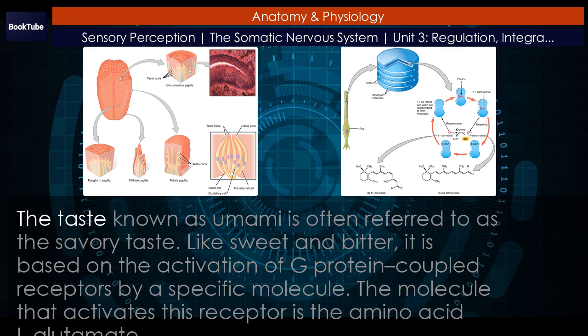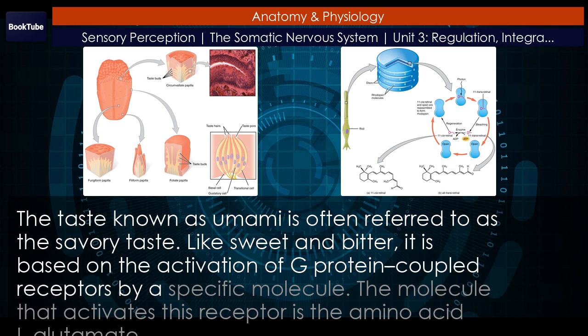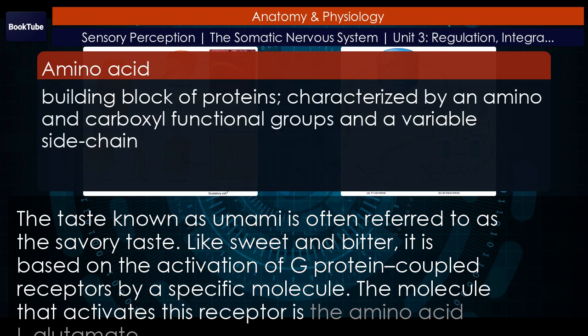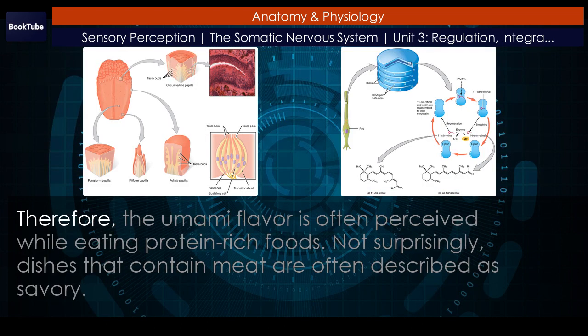The taste known as umami is often referred to as the savory taste. Like sweet and bitter, it is based on the activation of G-protein-coupled receptors by a specific molecule. The molecule that activates this receptor is the amino acid L-glutamate. Therefore, the umami flavor is often perceived while eating protein-rich foods. Not surprisingly, dishes that contain meat are often described as savory.